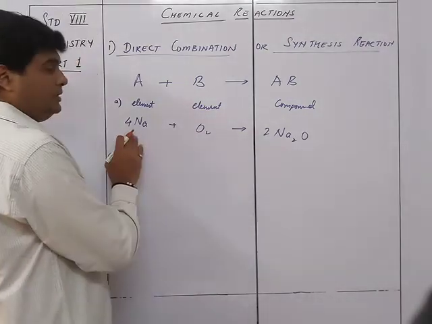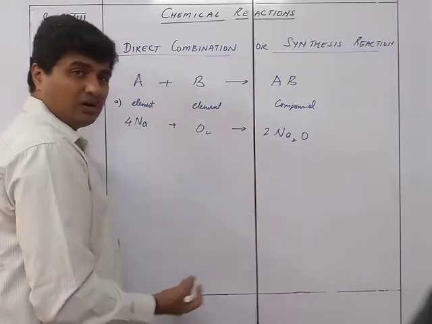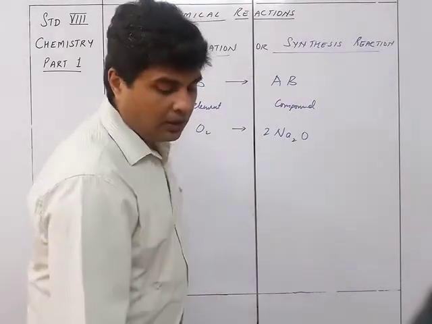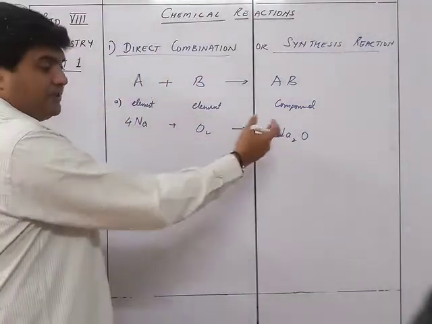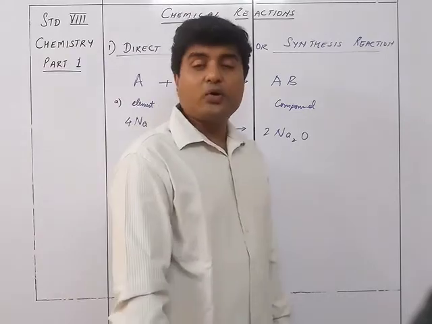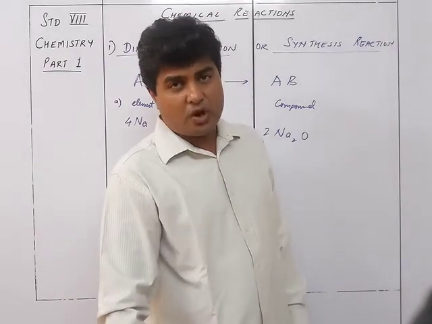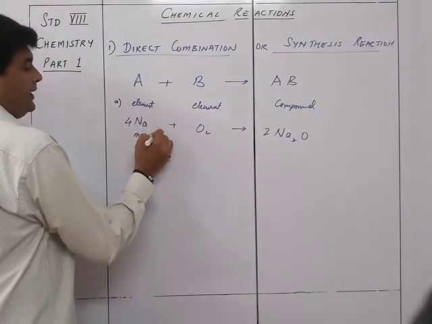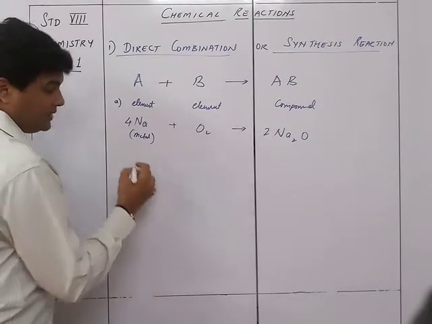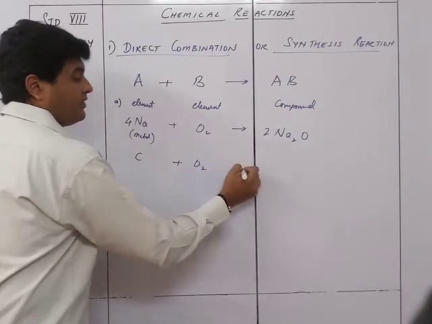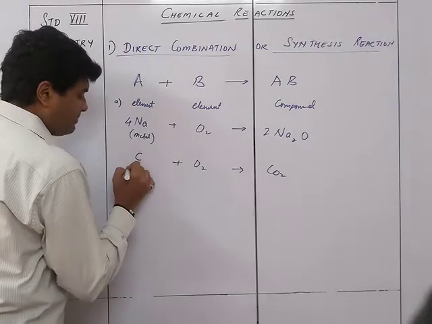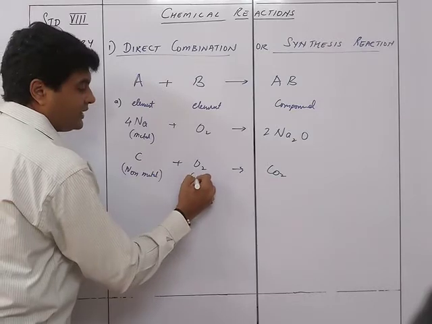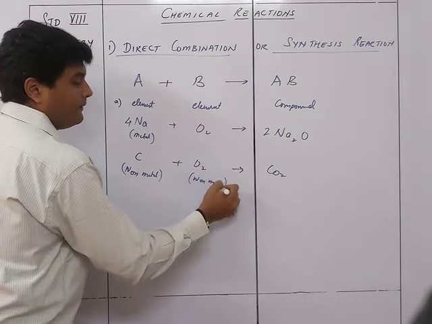We can also say a metal reacting with a non-metal to give you a compound, so kind of a salt. In the same way, it could be calcium plus oxygen giving you calcium oxide. It could also be a non-metal reacting with a non-metal, like C plus O2 giving me CO2. So this is a non-metal reacting with another non-metal to give you a compound.